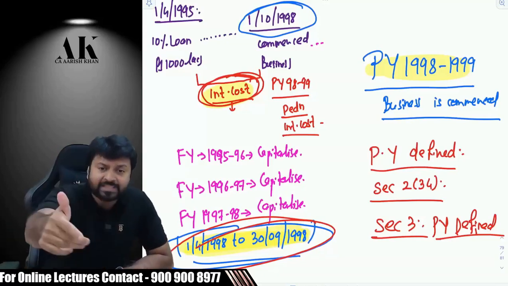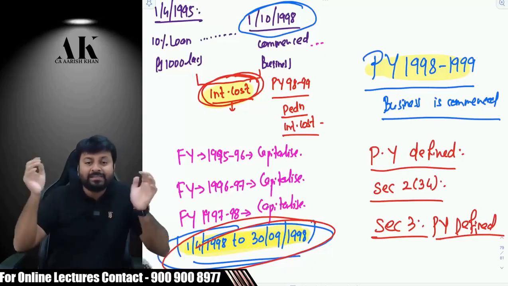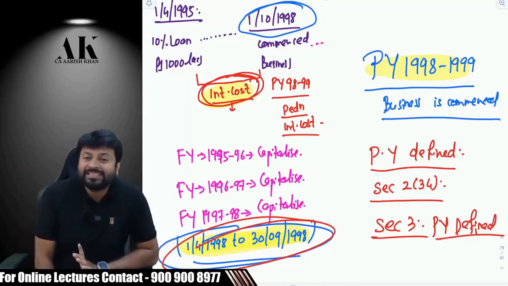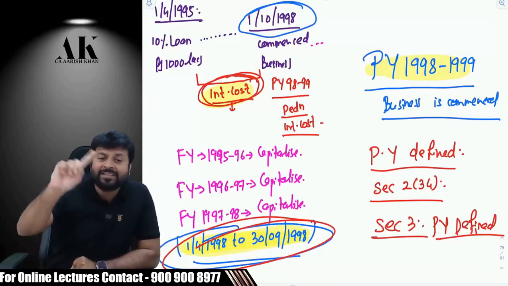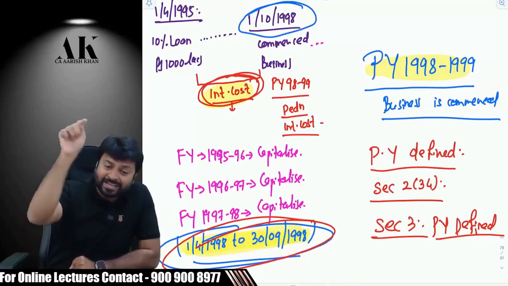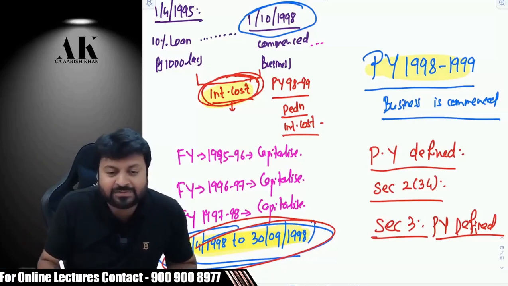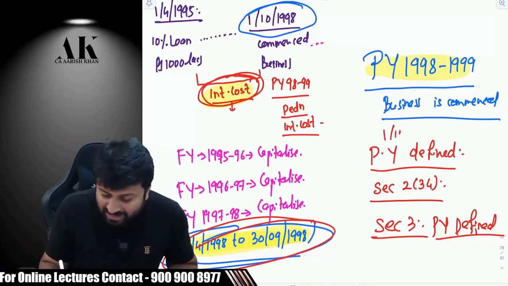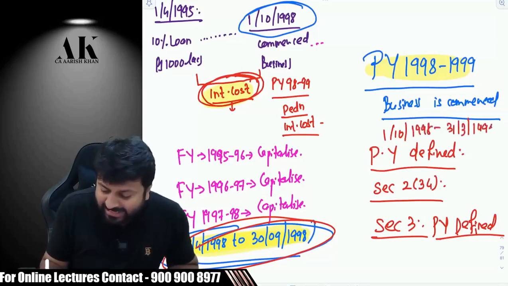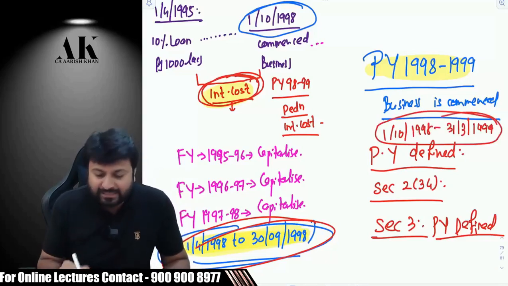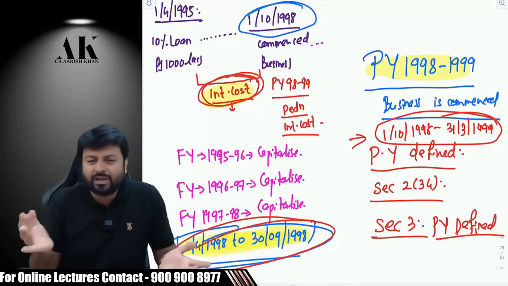But in the definition of previous year, the government has given a proviso which says that in case a business is newly commenced, then it will not start from 1st April. Then it will start from the date of commencement. And with that note, we come to know that for us, the previous year starts from when? 1st October 1998 to 31st March 1999. Are you clear? This proviso is for which people? Newly commenced business or profession, right?